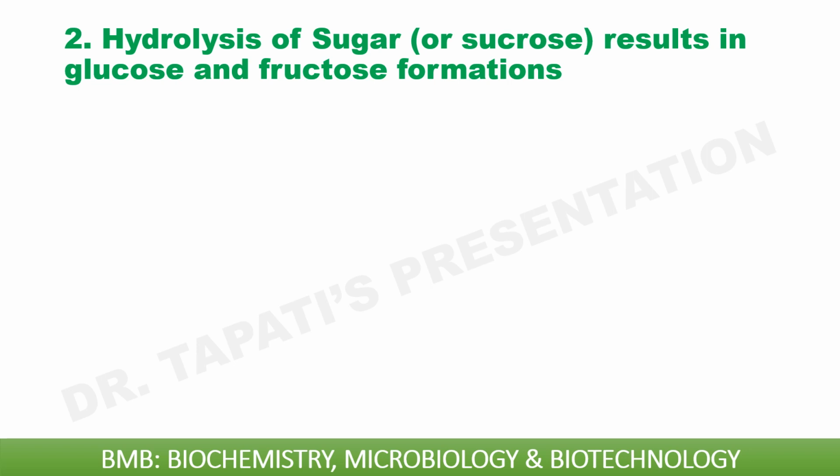Hydrolysis of sugar or sucrose results in glucose and fructose formation. Here you can see this is an equation. This is an equation for sugar hydrolysis where C12H22O11 is the formula for sucrose, and it is water. Hydrolysis is going on, and glucose and fructose are produced during the hydrolysis of sucrose.